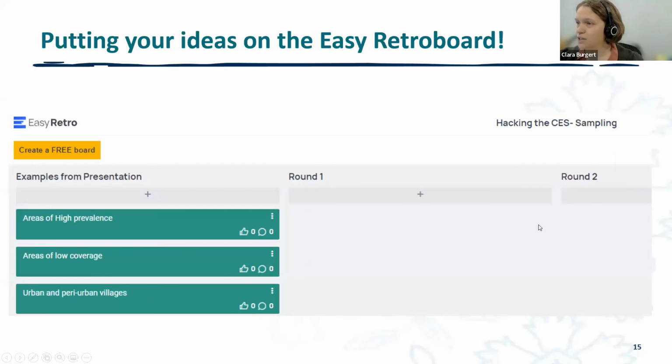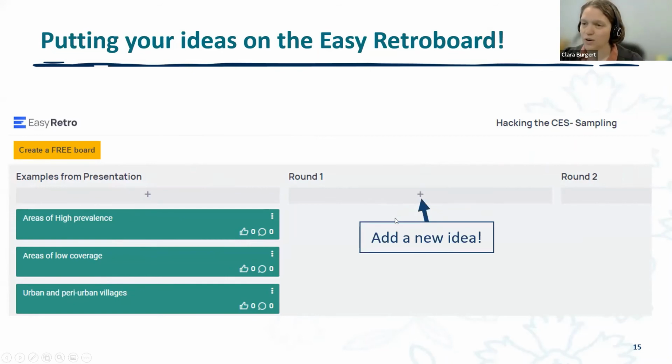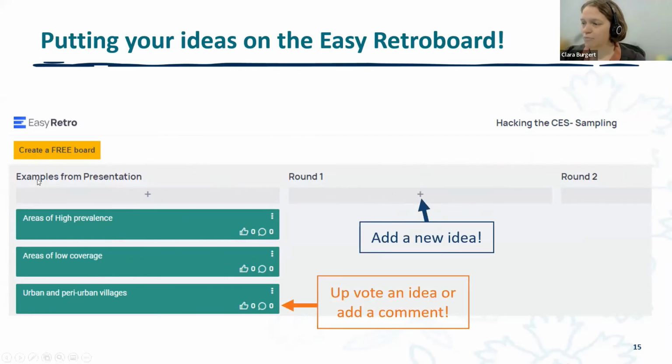And so we're going to use Easy Retro, and hopefully many of you are familiar with it. We've already pre-populated some of the things that were already identified in the previous presentations today. And then each round will have kind of a board to add your own new idea or a question. And you can also upvote any existing ideas by pressing on the thumbs up sign if you think it's a particularly good idea or something you want to engage more on, and then also add questions or comments there. So hopefully this is something you're all familiar with.